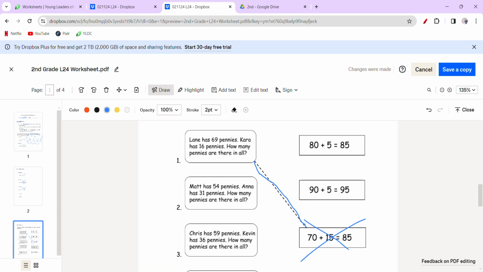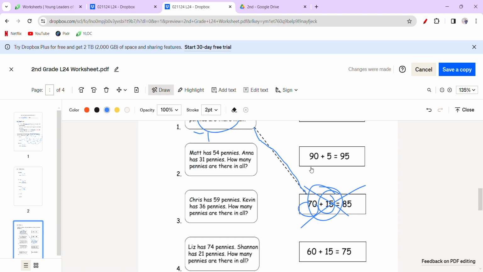So we could see the pattern or the correlation they did here. She added 1 to 69 pennies, which equals 70. And since she added 1 to 69, she had to subtract 1 from the 16, which would equal 15, and they both result in 85 as your final answer.